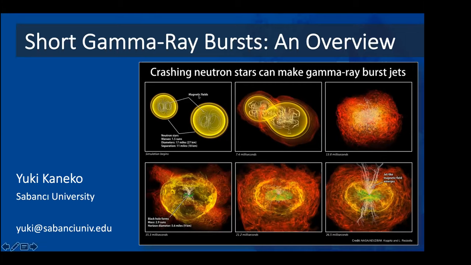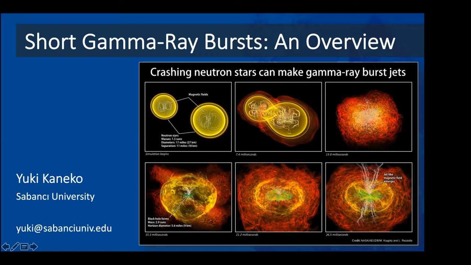Here is a screenshot of a simulation. This is maybe a little outdated, I think this was a while back, but it shows how neutron stars may merge. As it merges, this is a simulation of magnetic field lines and how they connect, and how this can launch some sort of jet. But I'd like to bring your attention to this millisecond time scale. The whole thing is 26 milliseconds. So this happens pretty quickly.